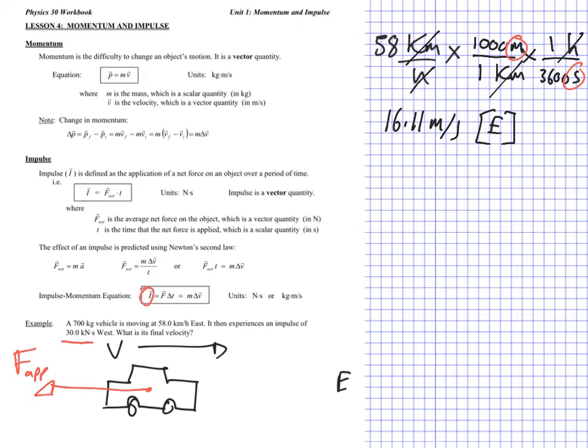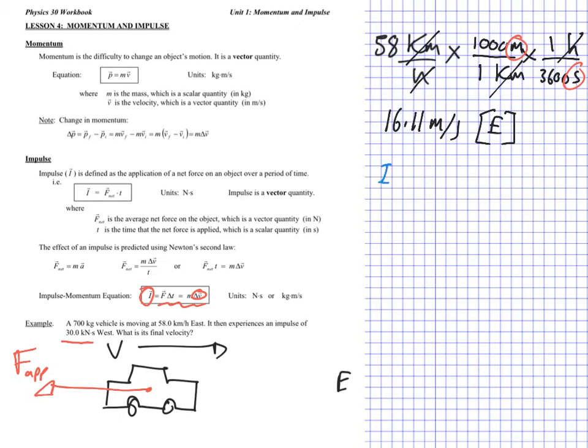So notice that impulse can be equal to two different equations, and that's what we're going to be playing around with. Often you'll see impulse questions giving times, forces. In this case, we have a change in velocity. So we should be thinking about the delta V. We also have a mass, so that's a bit of a giveaway. So let's go ahead and analyze this.